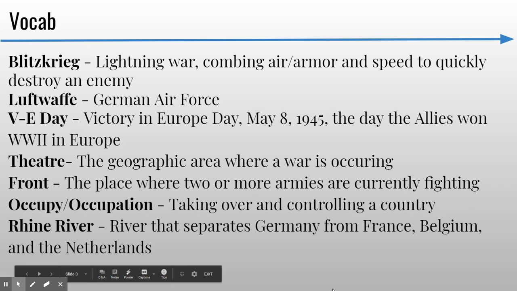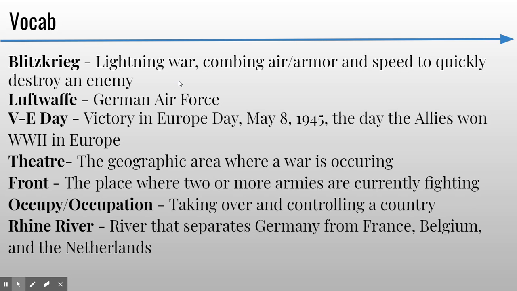Important vocab for this part is going to be first and foremost blitzkrieg. So blitzkrieg is what's called lightning war, and this is going to be the German idea during World War II, where they combine their new advancements in air warfare and using tanks and speed to quickly overcome an enemy and destroy it. If you remember back to World War I, where World War I was a very slow war, the Germans are going to use blitzkrieg. So think of like a blitz in football, where they're going to rush the enemy as fast as they can to overcome the defenses they have.